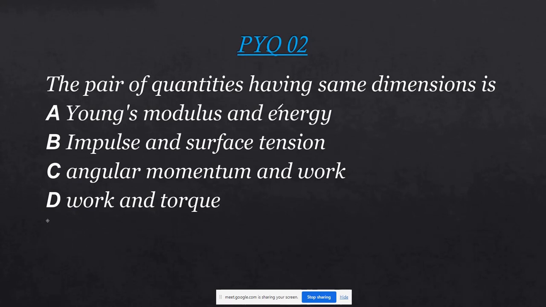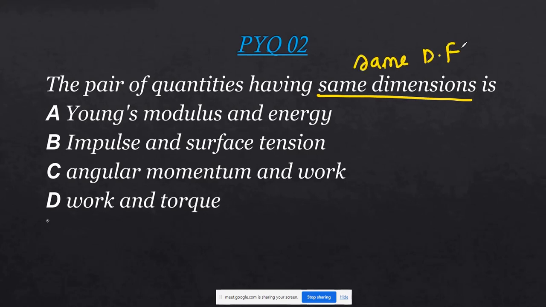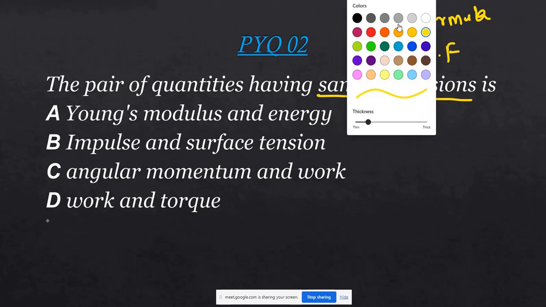The pair of quantities having the same dimensions. See, when do you have the same dimensions? If they have the same dimensional formula, right? When the dimensional formula is the same. So let us check. What is the question here? You have to find which two have the same dimensions. Let us do it one by one.